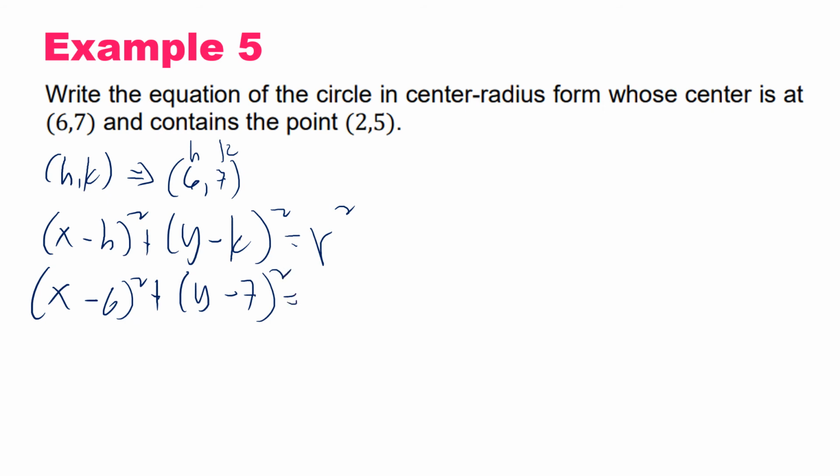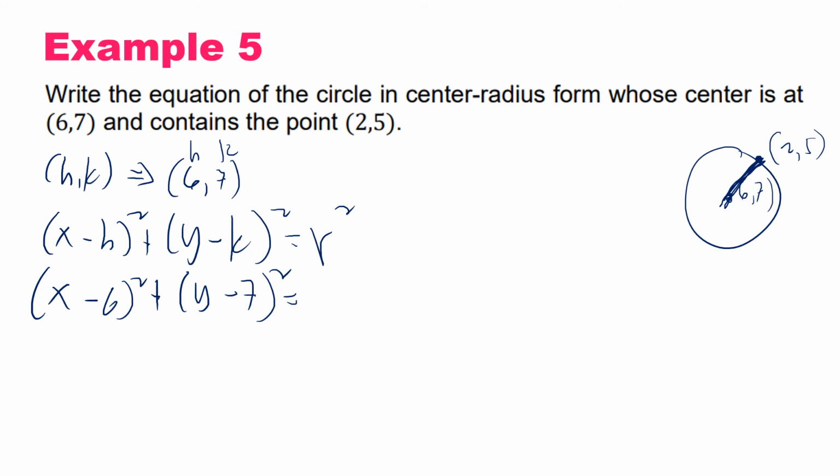Our problem is the radius. If you are going to graph this, this is the center, 6 and 7, and a point on the circle can be, assuming this is not exact, 2 and 5. So we can find the distance of the radius by using the distance formula.